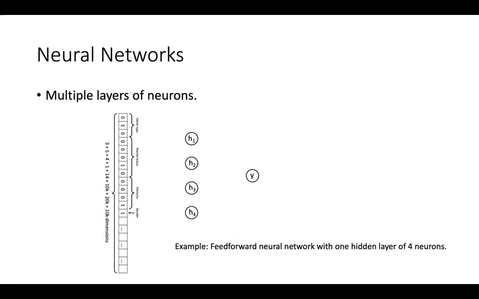Let's just use 4 neurons in the hidden layer. This is your input, the 40,000-dimensional input, and the middle layer, the hidden layer, has 4 neurons. The final output should be just a scalar value between 0 and 1, because this is a binary classification.